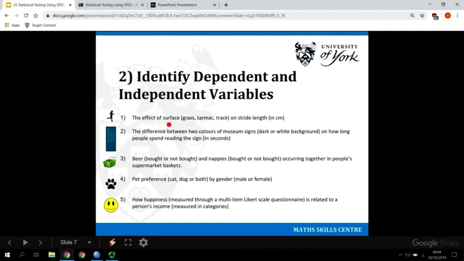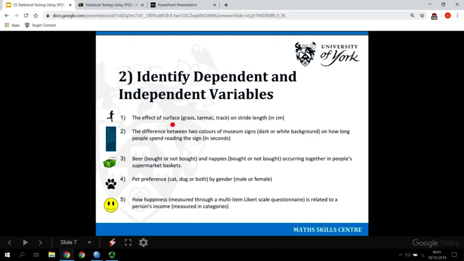So here, as an example, we've got the experiment where we're asking different sets of people to run on grass, tarmac and track and measure their stride lengths. So what we're asking is, is there an effect of the surface on the stride length? In other words, is the stride length dependent on the surface? Therefore, stride length is our dependent variable, and the surface is the independent variable.